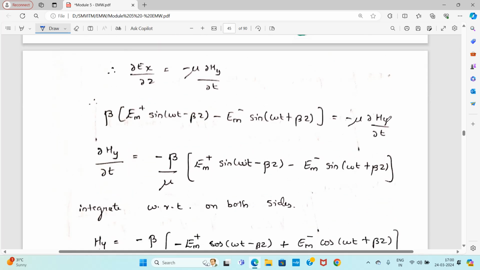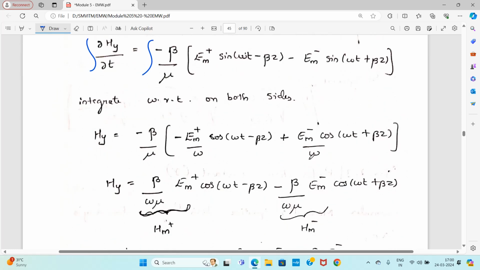They've taken this ∂Hy/∂t to one side and all remaining terms to the other side. To get the equation for Hy, you have to integrate. To remove this differentiation, integrate on both the sides. On integration, you just do the integration yourself. Just pause the video and check the steps. You will know how the integration is done.